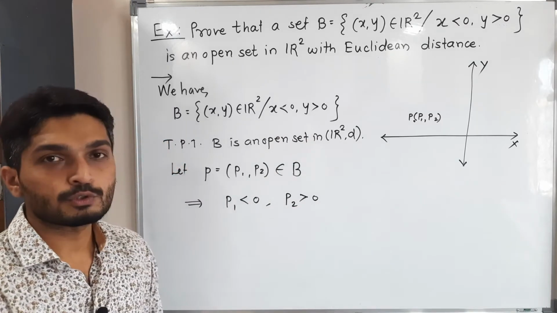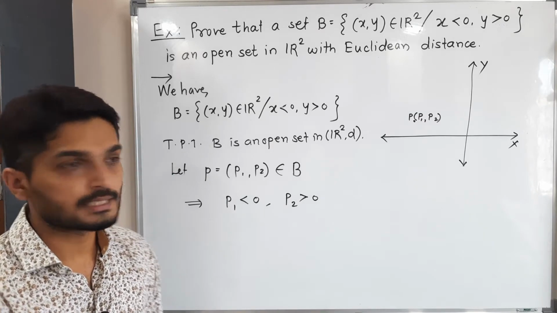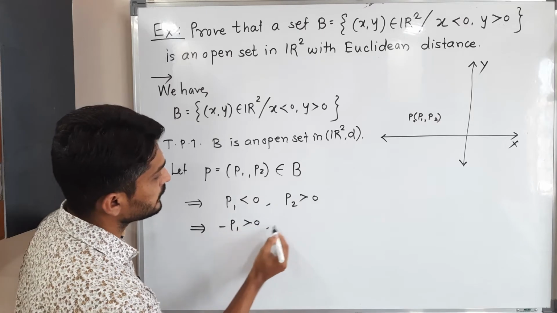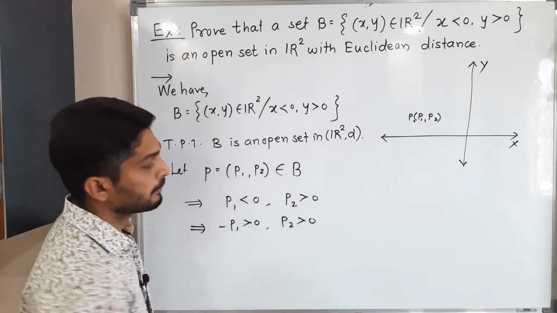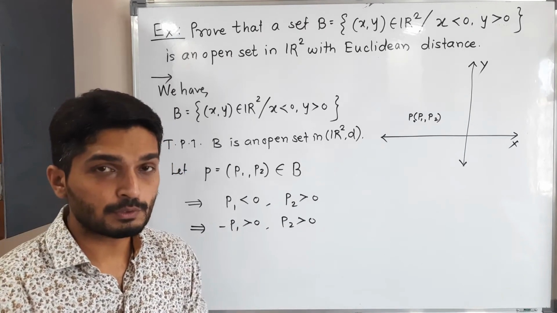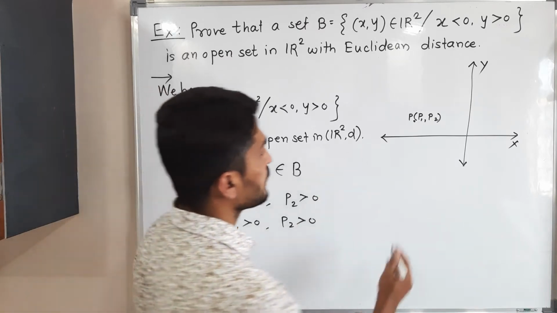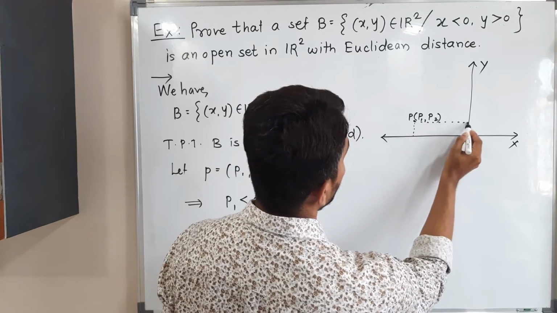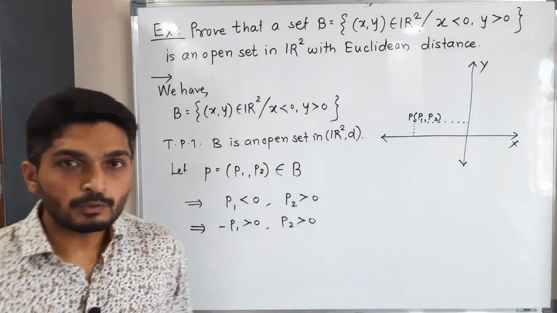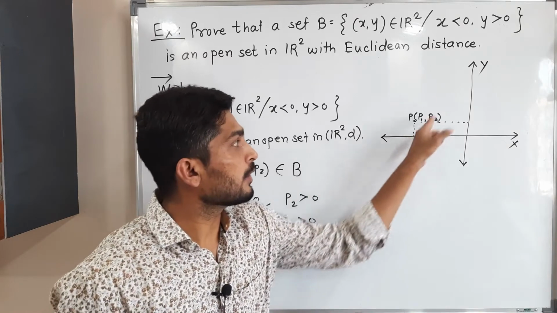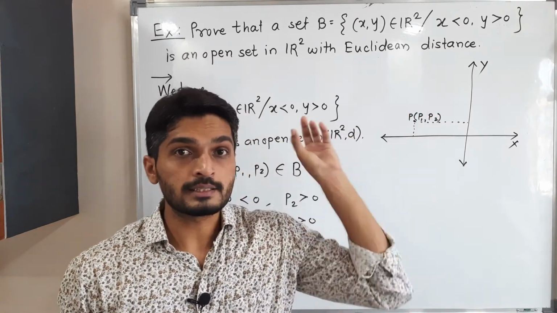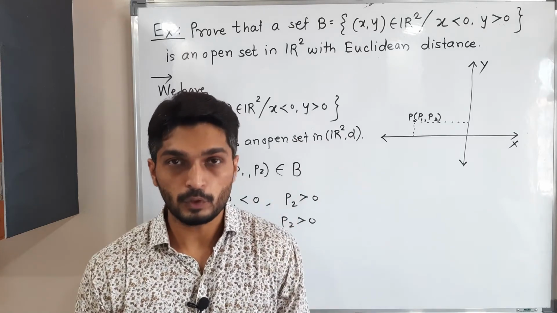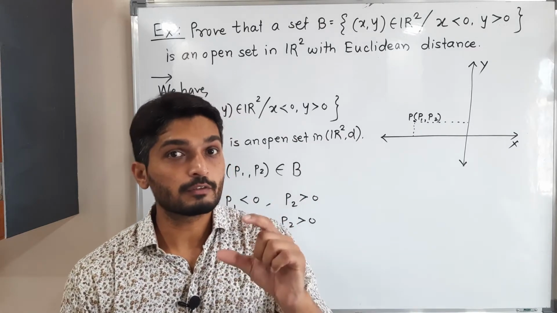I want this one to be positive also, so I will multiply it by a minus sign. If you multiply it by a minus sign, minus P1 will be positive and P2 will be positive. Both of them will be positive. So this point we have taken. This is distance P2 and this is distance P1. We have to draw an open ball around P which will entirely lie inside the set, that means entirely in the second quadrant. Such a ball we have to find.